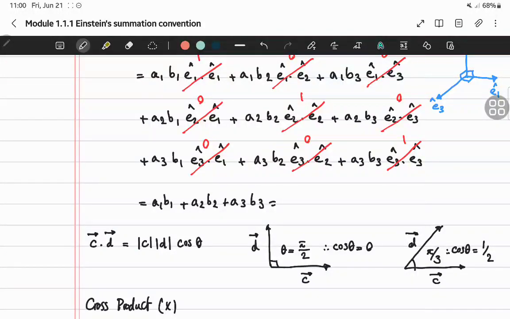If I want to write it in a tensorial form, then I write it as A_i B_i, which becomes a scalar. Or I can write it using the Kronecker delta: A_i B_j delta_ij. Whenever i is equal to j, I get A_i B_i, and I get these values in here. Otherwise, it becomes 0.